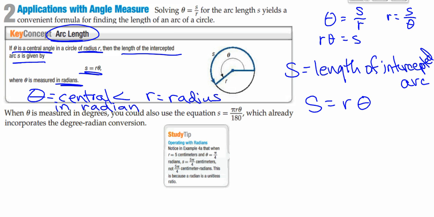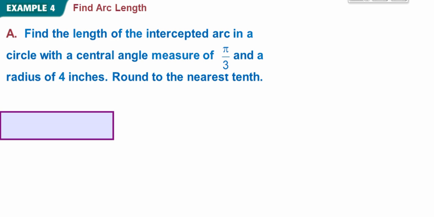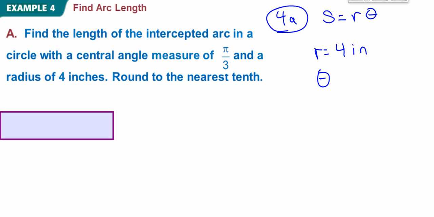So arc length. The first one here, 4A, is find the length of the intercepted arc in the circle with a central angle measuring pi over 3 and a radius of 4 inches, and round to the nearest tenth. So they're pretty much in this one just telling you everything you need to know. And so S equals R theta, we'll just write that down. In this case, R is 4 inches. Theta is pi over 3.